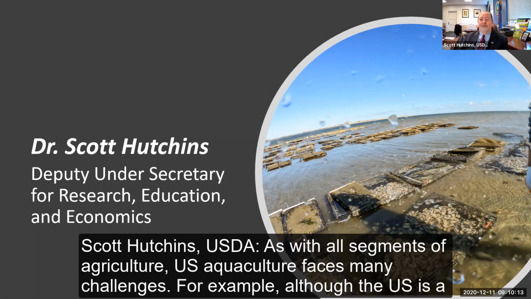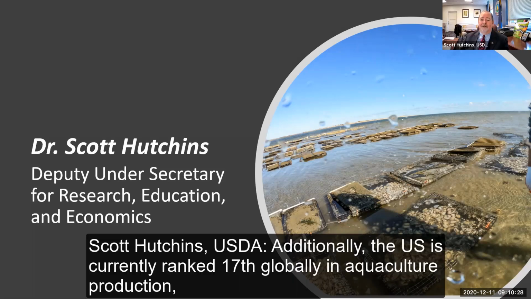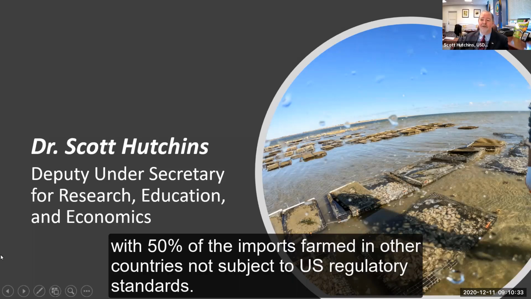As with all segments of agriculture, U.S. aquaculture faces many challenges. For example, although the U.S. is a major consumer of seafood, 90% of demand is met by imports, resulting in a $14 billion trade deficit. Additionally, the U.S. currently ranks 17th globally in aquaculture production, with 50% of the imports farmed in other countries not subject to U.S. regulatory standards.